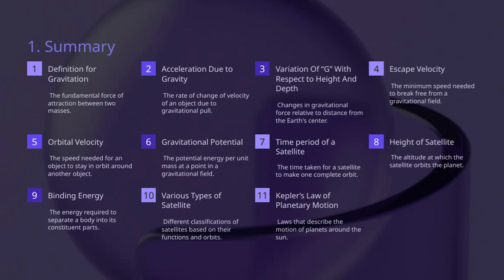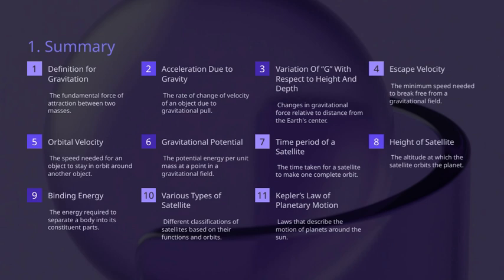Let's start by discussing the height of a satellite, which is essentially the altitude at which it orbits the planet. This height influences many factors, including the satellite's velocity and the gravitational forces acting on it. Next, we have the escape velocity, the minimum speed an object needs to break free from a planet's gravitational pull. This is a crucial concept when considering space missions and satellite deployment.